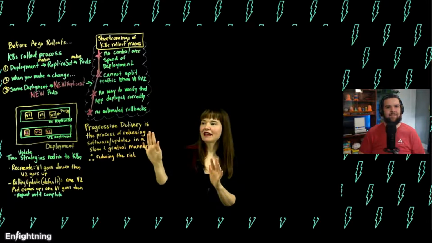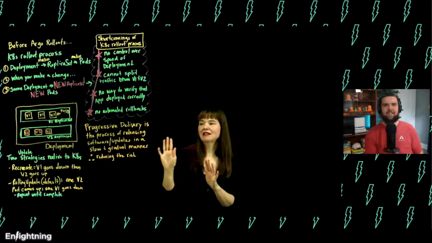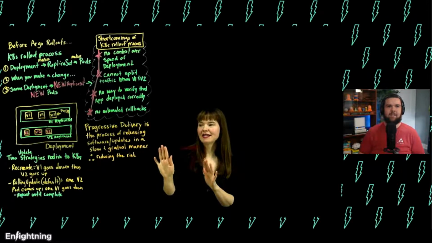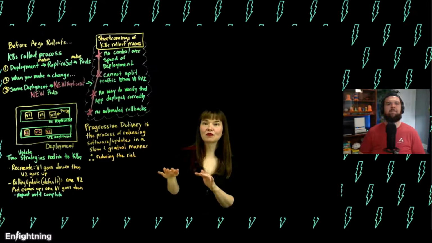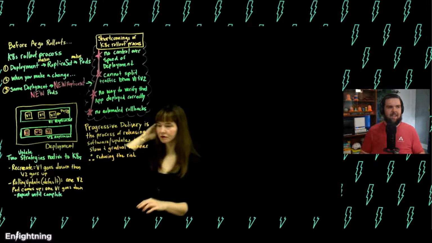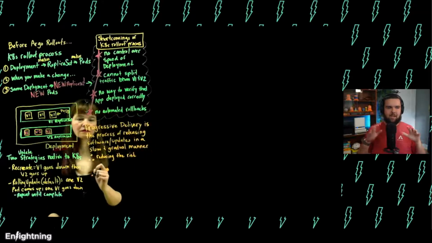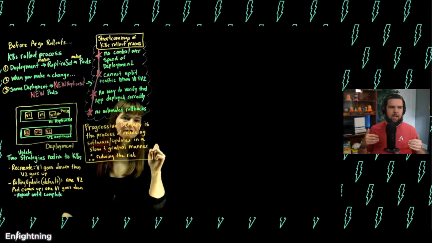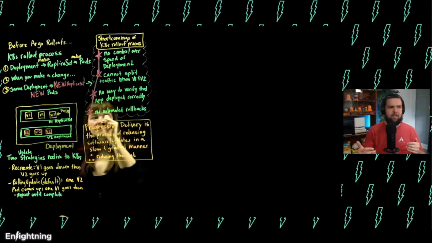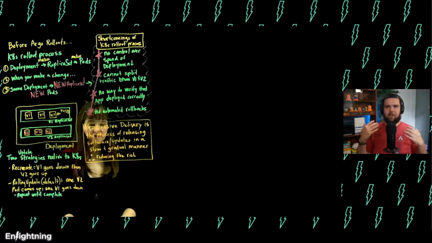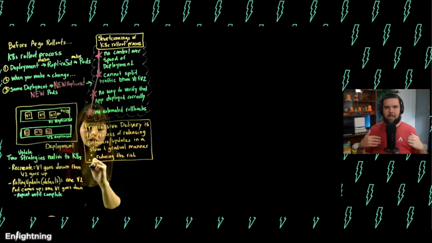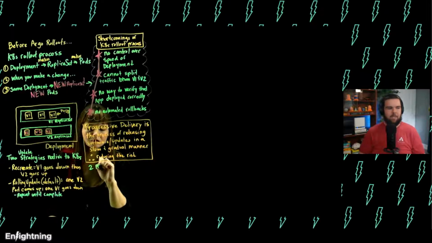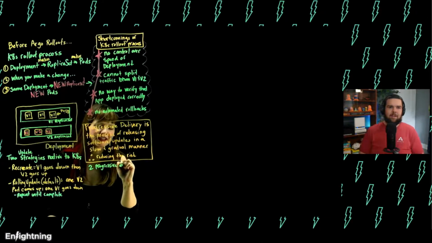So let me verify, progressive delivery is the process of releasing software and updates in a slow and gradual manner, therefore reducing the risk. Exactly. And this commonly shows up in two different strategies, either blue green deployments or canary deployments. Those are the two that people are going to hear the most about as they start investigating progressive delivery.